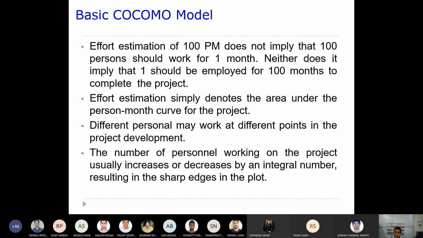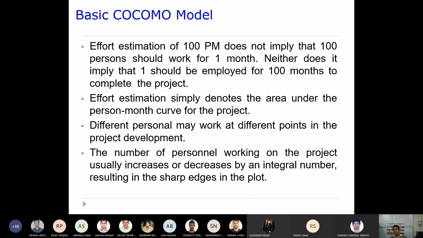On the x-axis you have person and on the y-axis month. The area under that particular curve is going to give you the effort estimation, right? So it's not that 100 people work for 1 month, or one person works for 100 months. It is not that much. It can be something like this. Let's say you have 1 year of time. Every day maybe you are employing some people.